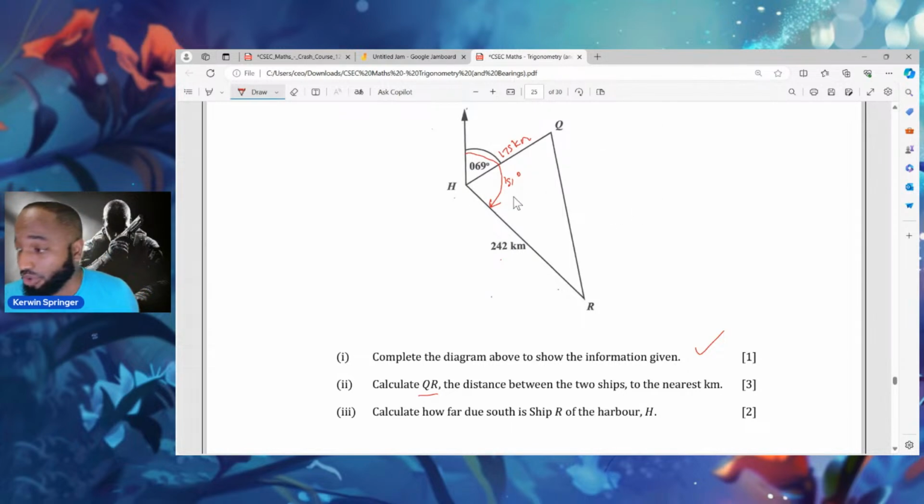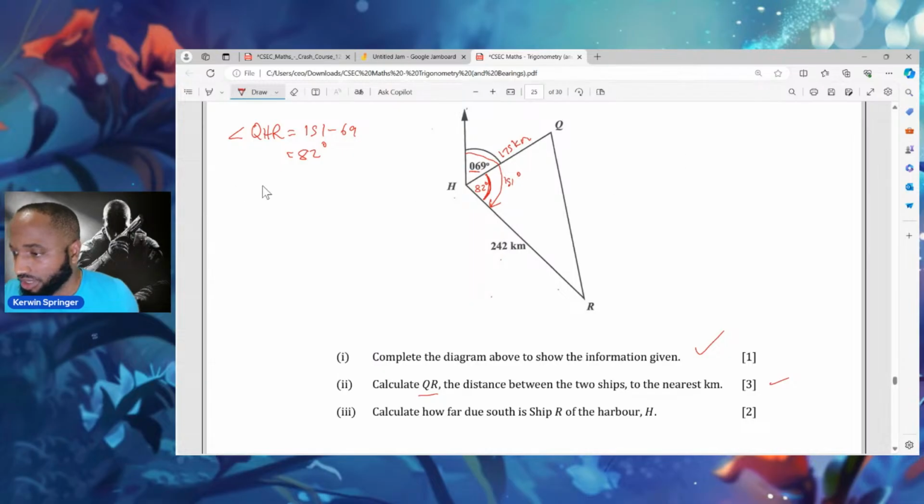To find QR, definitely we're going to use the cosine rule. But before we use the cosine rule, there is some prep involved. This whole thing is 151 and this little piece is 69, so I need to get this little piece here. Therefore, angle QHR is going to be 151 minus 69. I get 82 degrees.